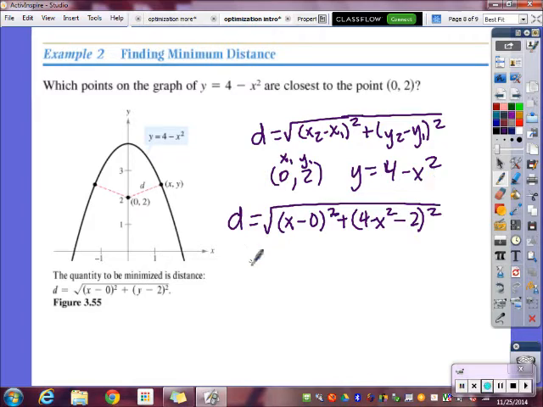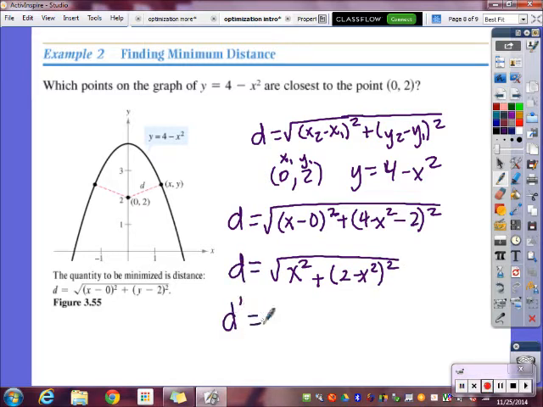I'm going to simplify everything, and I'm going to leave this just as a binomial squared, so that would be (2 minus x squared) squared. Then I'm going to take the derivative. I'm going to have to use the chain rule. The outer is this radical, so 1 half times the inner. Now I'll take the derivative of the inner. My first term is x squared, the derivative of that would be 2x.